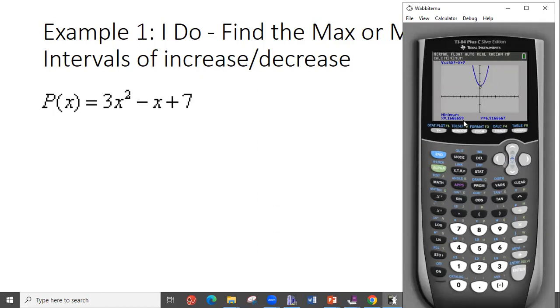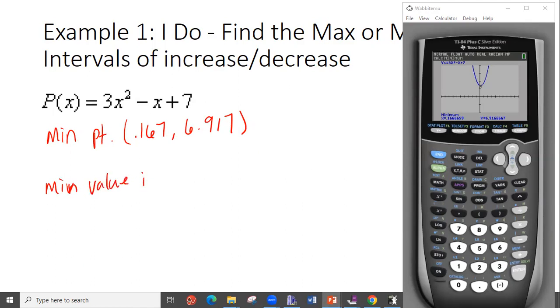Yes. So we're going to round it to the nearest 3 decimal places. So we're at 0.167. Okay. So my minimum point is at 0.167, comma, 6.917. Okay. So that means that my minimum value, my min value is 6.917.